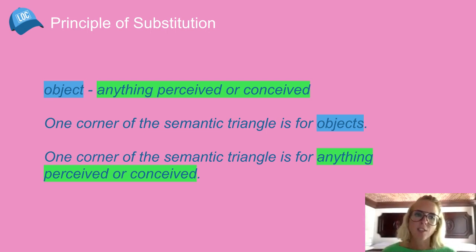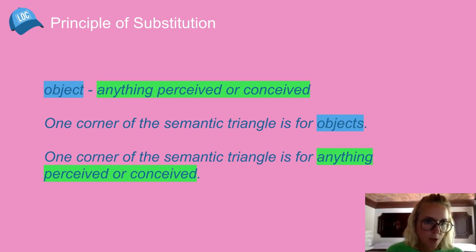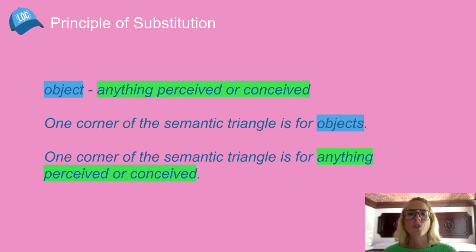Finally, to check if a definition is well-formed, replace the designation with its definition in a sentence. If your definition is well-formed, the sentence will make grammatical sense. If not, your definition is ill-formed. In the example object, anything perceived or conceived, the word object is the designation and the phrase anything perceived or conceived is the definition. To check if the definition is well formed, I can replace the word object with its definition in the sentence, one corner of the semantic triangle is for objects.